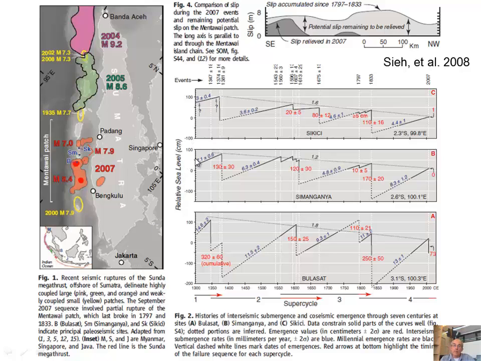Remember, the relative sea level increasing means interseismic submergence. And then we have these earthquakes, like this one here in the 1300s, and that causes emergence. And then interseismic. And then there's some small ones, and then boom, big one in 16 something. And then we go up, and then boom, boom, and then 1833 is the big one. And then we go up.